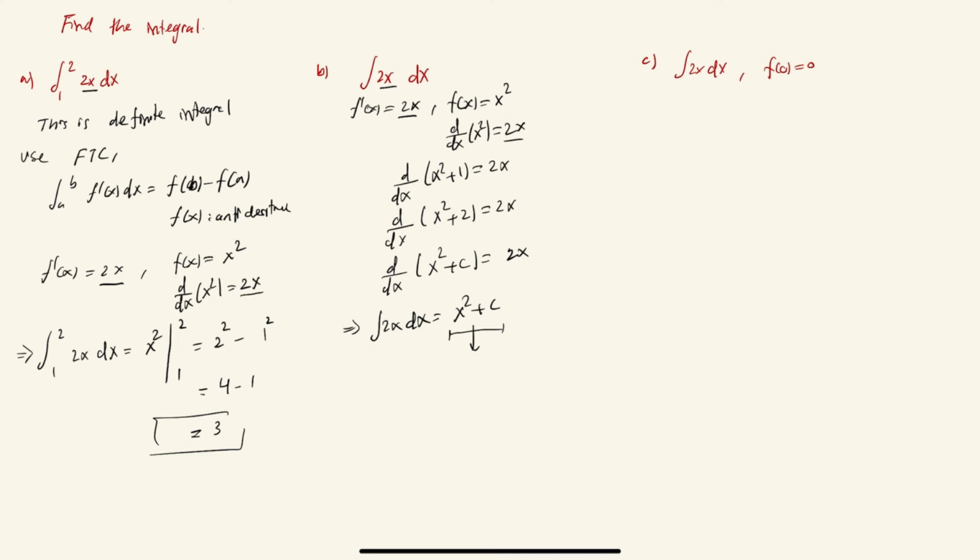Note in here, x squared plus c is called a family of functions or family of antiderivatives, since c can be any number.